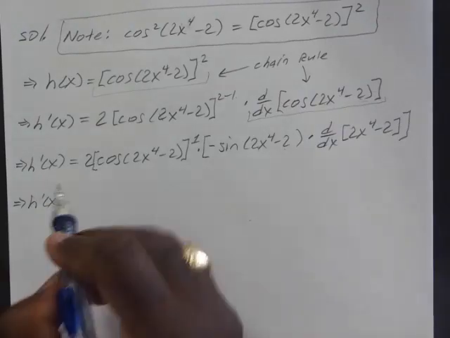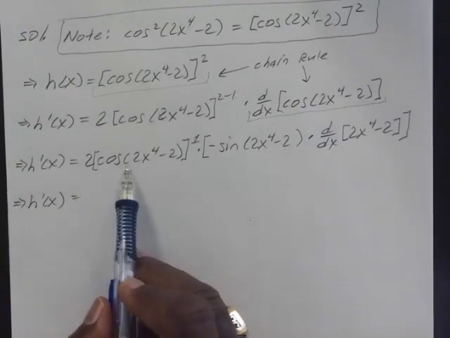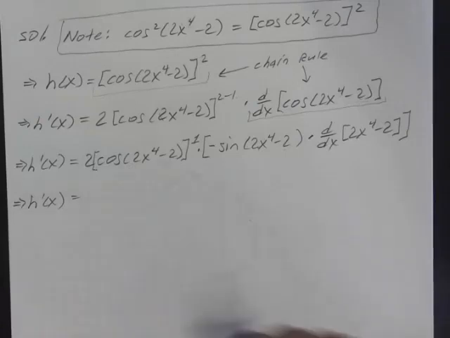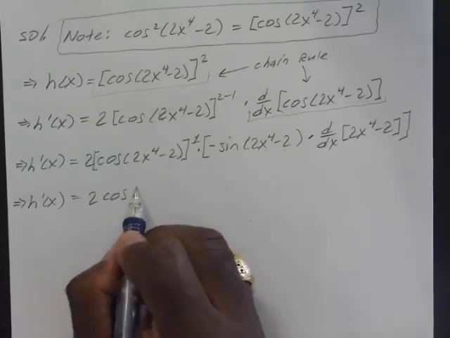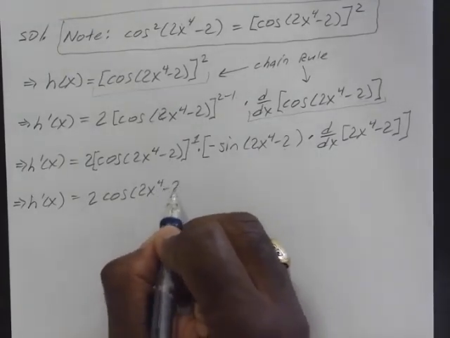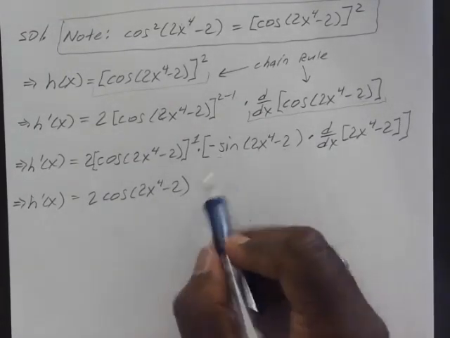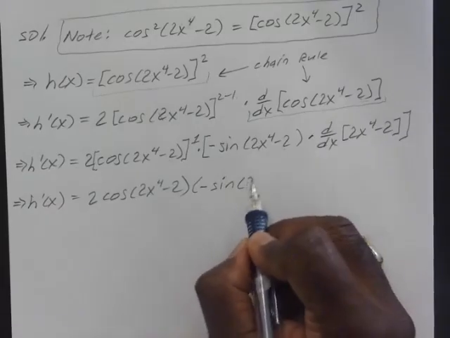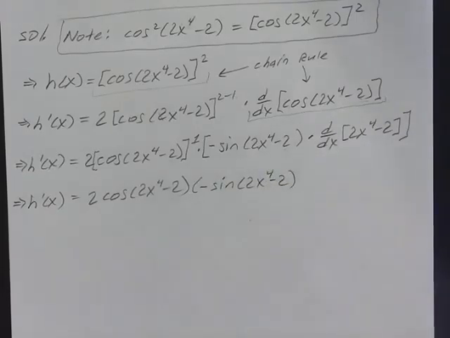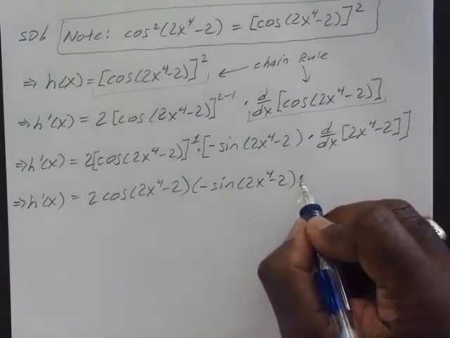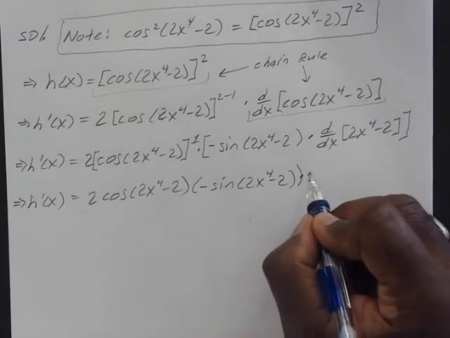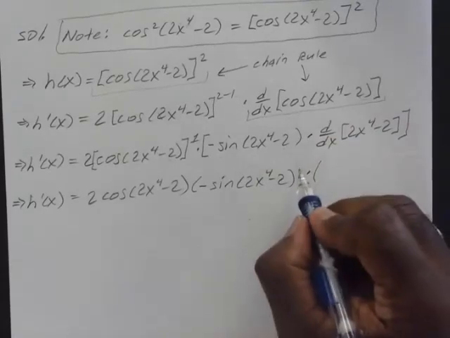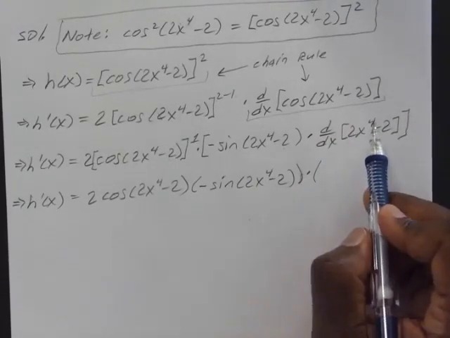Okay, so your h prime of x is equal to 2 cosine of 2x to the fourth power minus 2, to the first power, is just cosine of 2x to the fourth minus 2. So 2 times cosine of 2x to the fourth power minus 2 times negative sine of 2x to the fourth power minus 2 times, or you can put the little multiplication dot or the parentheses or both, whichever one, the derivative of 2x to the fourth power.